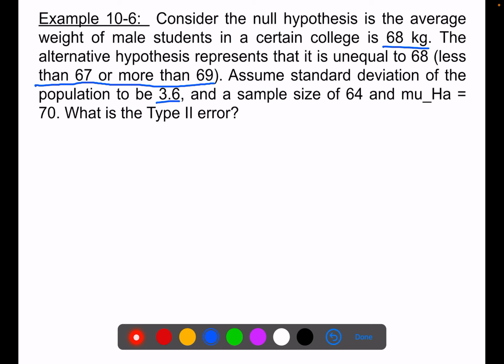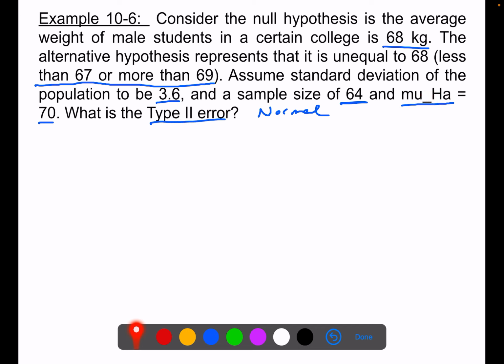So once the question gives us the standard deviation of the population, we know that we have to use the normal distribution, right? And the sample size is 64, and mu of the alternative hypothesis is 70, right? Remember that to calculate the type 2 error, we have to know mu of the alternative hypothesis, or we can't calculate it. Because type 2 error means that some other hypothesis is correct, so we have to know what that other hypothesis is.